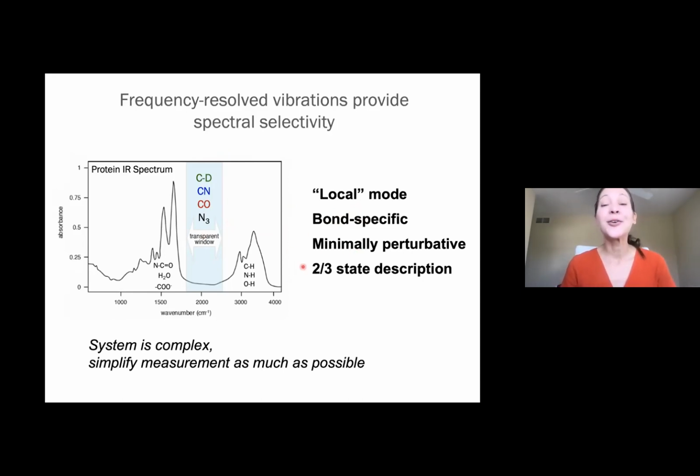And we're, again, local mode. We're choosing them to be very simple. So the physics of our probes are not of our interest. We want them to report on the protein. So really the philosophy of my group and others is that our protein systems are really complex. Let's try to simplify the measurement as much as possible.